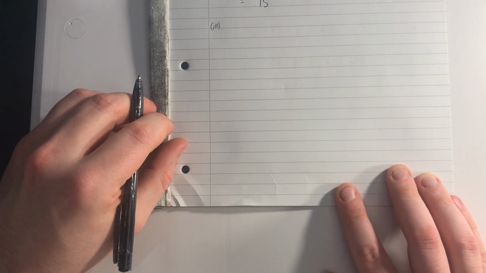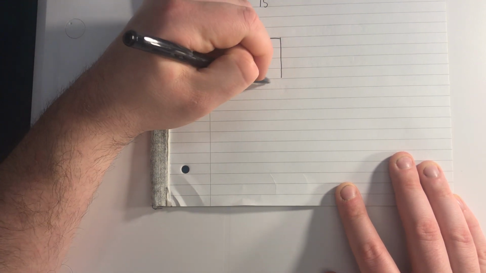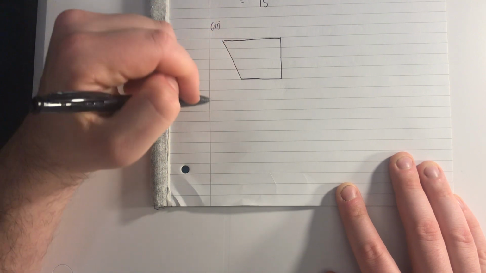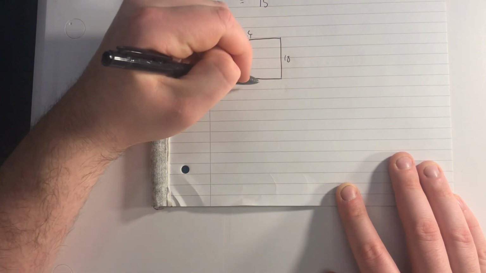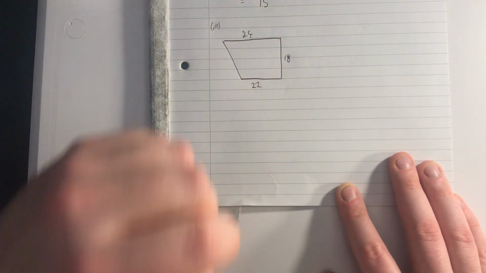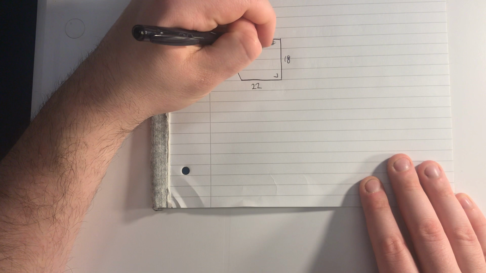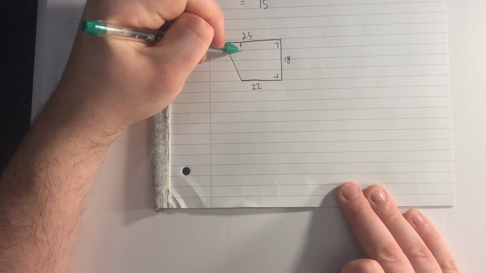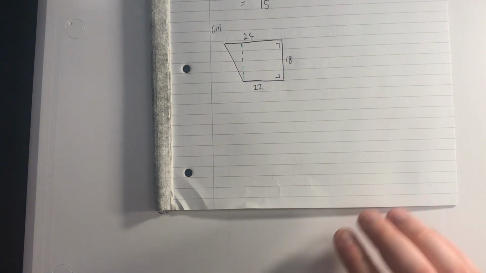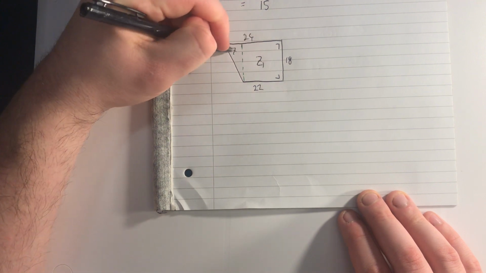This is going to be part 3, and we have a trapezium that looks like this time. That's 24, that's 18, and that's 22. Now, that's a right angle, that's a right angle. So again, the only way I can do this is break it into shapes that I know how to get the area of. So I put a line across there, and let's call it zone 1 and zone 2.